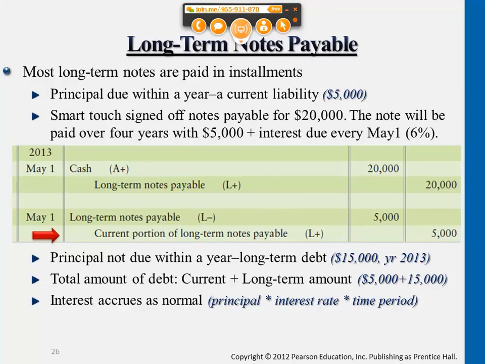Do we calculate interest based on 5,000 or 20,000? 20, because that's the principal amount, right? Currently, there's still $20,000 that's due, so by the end of this year, it will be $20,000 times the interest rate, it's given 6%, times 8 over 12.